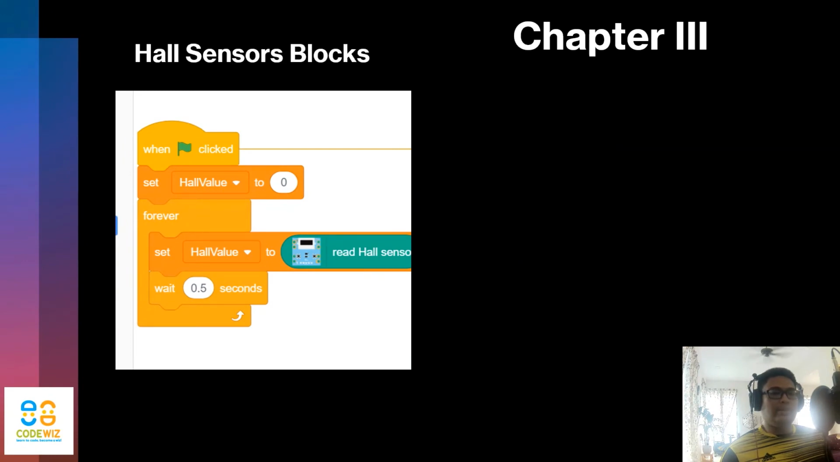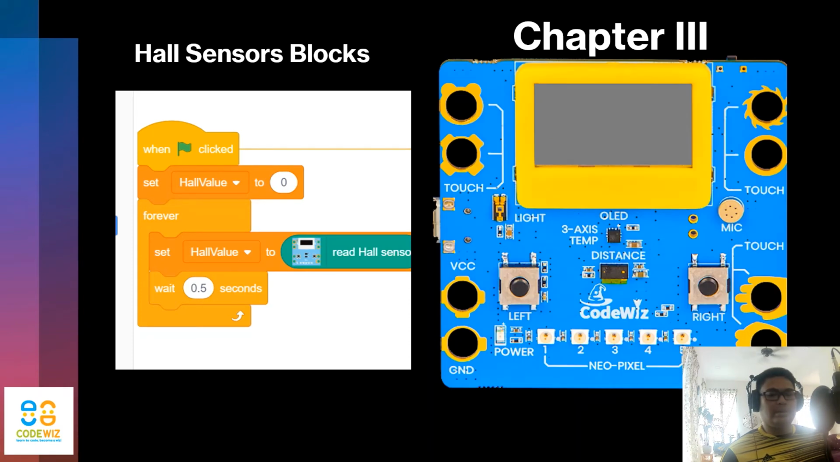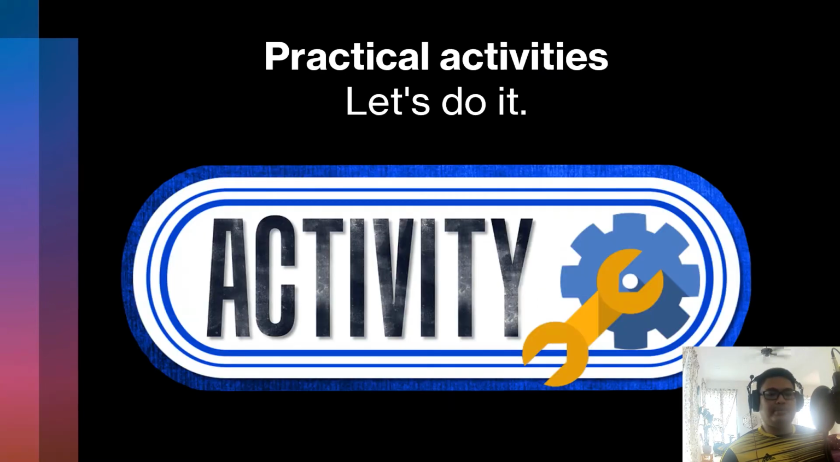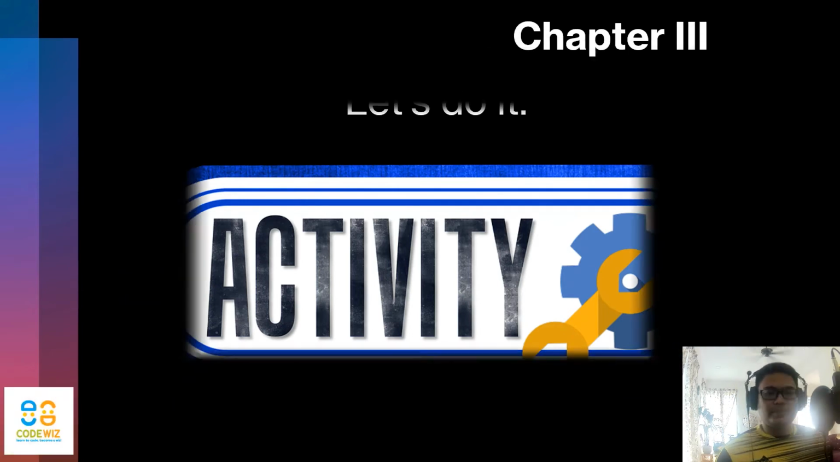Now, the Hall sensor block. The Hall sensor block is to indicate all the things that happen in one area. I will show how to use the Hall sensor.